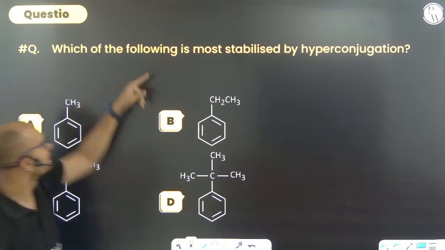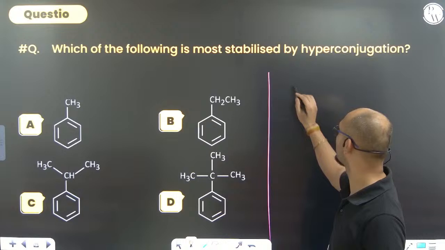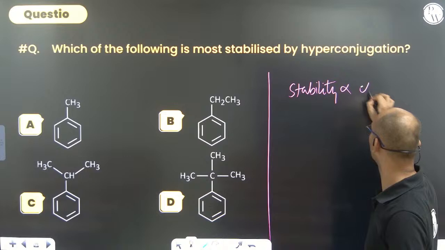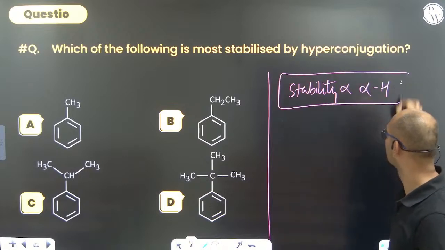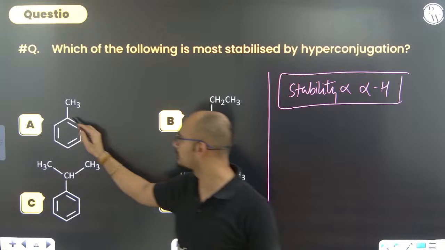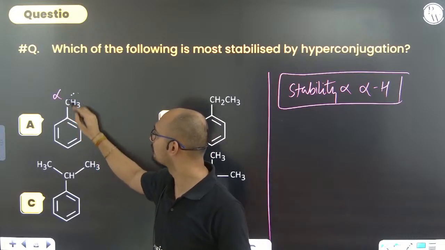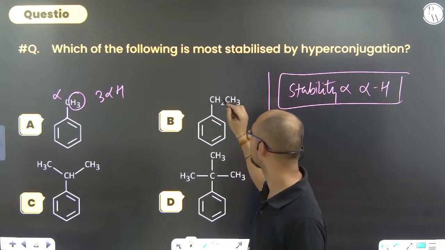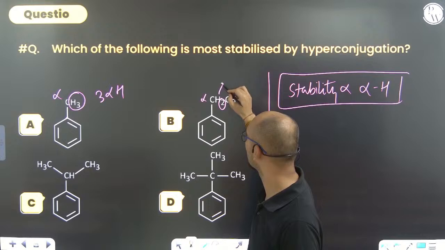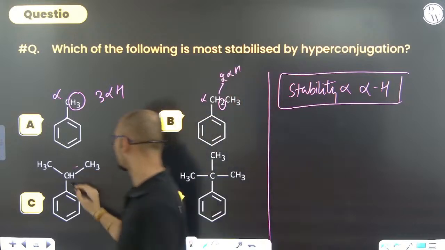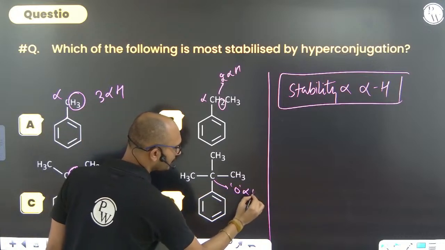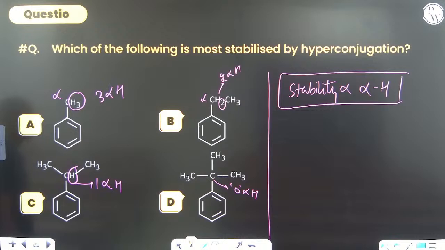Which of the following is most stabilized by hyperconjugation? Always remember, stability is directly proportional to the number of alpha hydrogens. Okay, look carefully. Is there an alpha hydrogen here? Yes. Alpha carbon is there? Yes. How many alpha hydrogens are there? Three. How many are here? Because it is an alpha carbon, there are two alpha hydrogens. Here it is one alpha hydrogen. Here there are zero alpha hydrogens. So the one more stabilized by hyperconjugation will be A. Any doubt? No doubt.